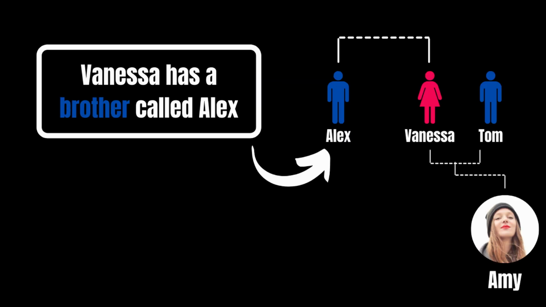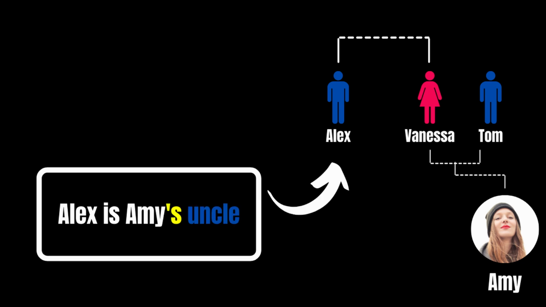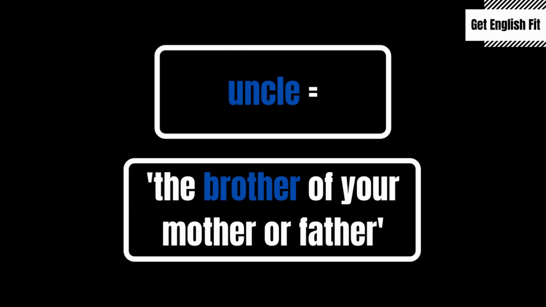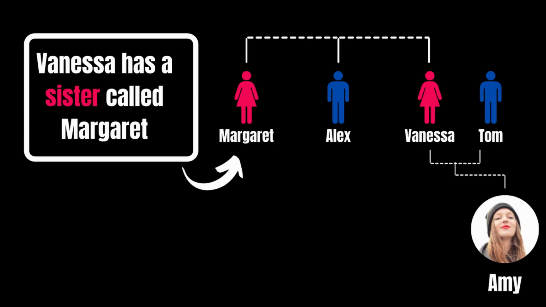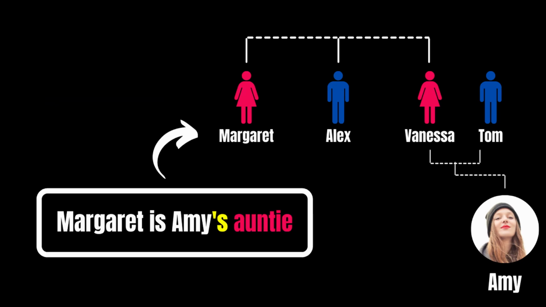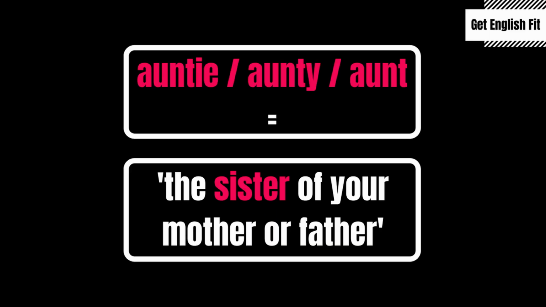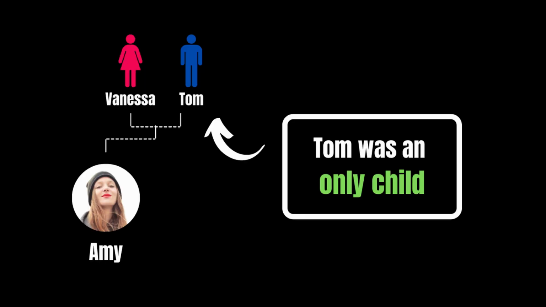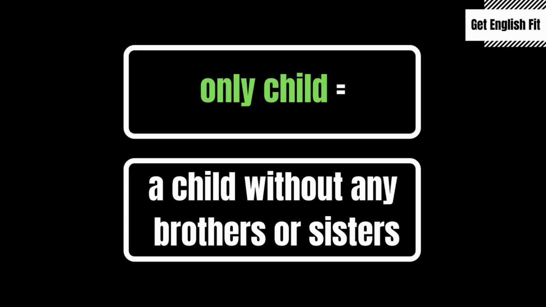Vanessa has a brother called Alex. Alex is Amy's uncle. Uncle means the brother of your mother or father. Vanessa has a sister called Margaret. Margaret is Amy's auntie. Auntie means the sister of your mother or father. Tom was an only child. Only child means a child who has no brothers or sisters.